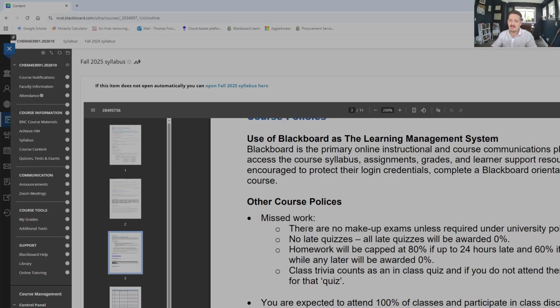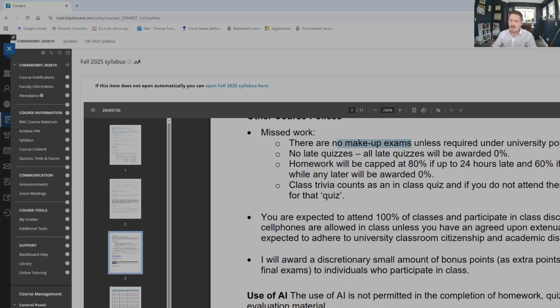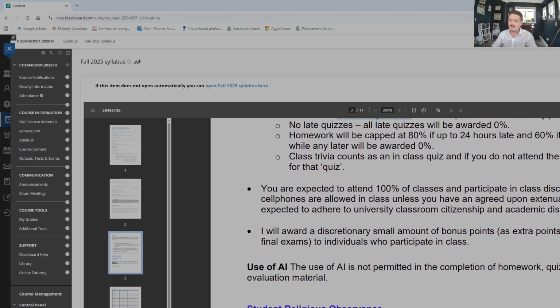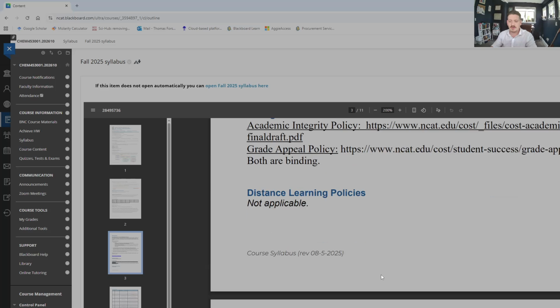Course policies are, like I said, missed work. No late quizzes or homework. If it's late, I'll just dock points. No makeup exams unless required under university policy. So that means if you were ill or something like that. Bonus points again, as I said, and that is the main points really.